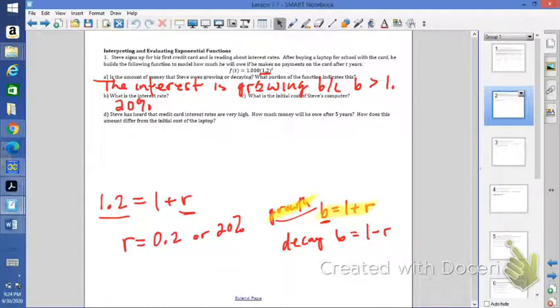Alright, in part C, what is the initial cost of Steve's computer? The initial cost is your a, which is 1,000. And then Steve has heard that the credit card interest rates are very high. How much money will he owe after 5 years? How does this amount differ from the initial cost of the laptop? So what we're going to do is evaluate f of 5. So we're going to plug in 5 for t.